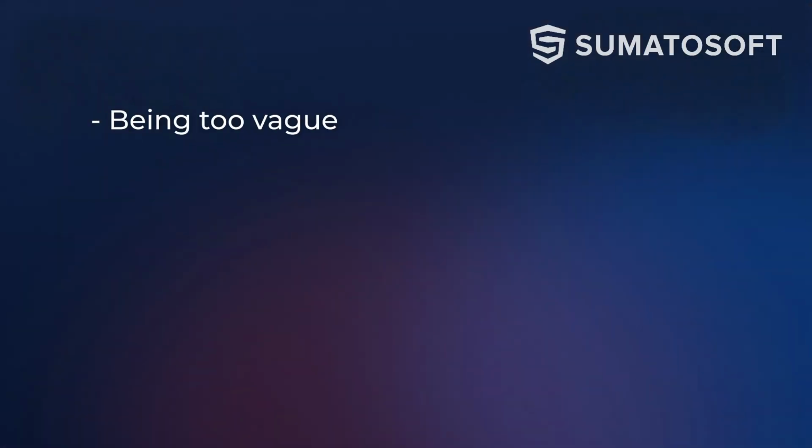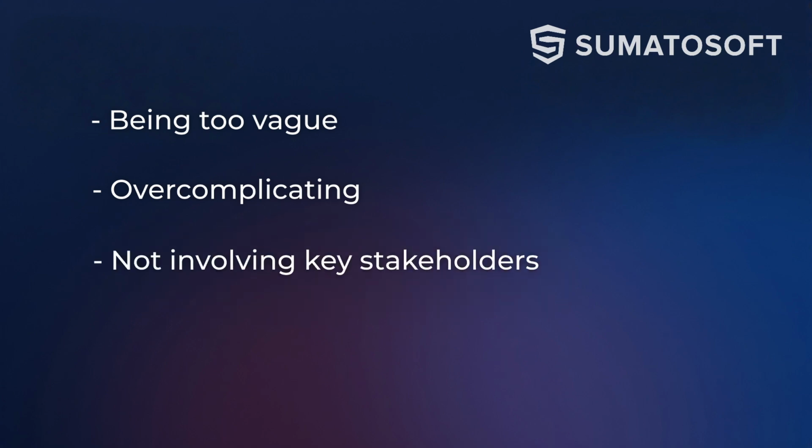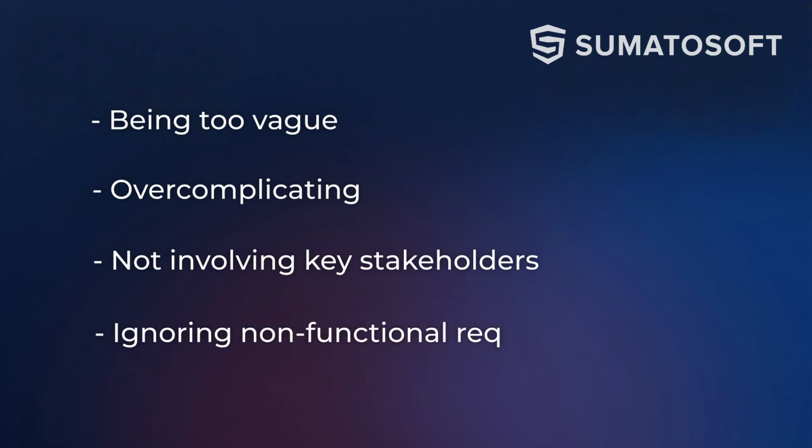Now, before we wrap up, here are some common mistakes you'll want to avoid when creating an SRS. Being too vague. Ambiguity is your enemy. Be as clear and specific as possible. Overcomplicating. Don't overload the SRS with technical and/or business jargon that nobody understands. Not involving key stakeholders. If the end users or clients aren't involved, you risk building something they won't like. Ignoring non-functional requirements. Performance and security are just as important as the features themselves.